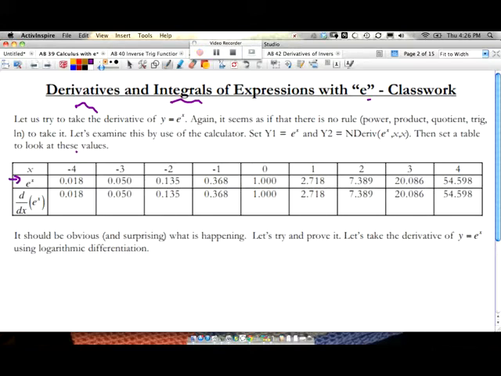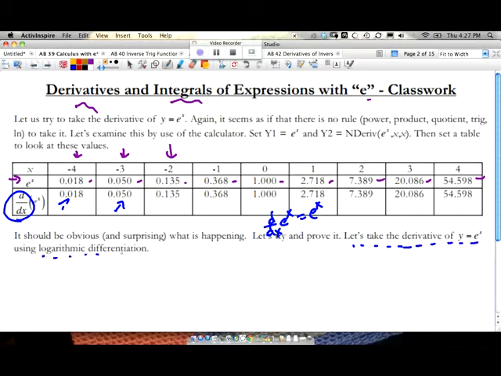So here's e to the x, this middle row. Here's some x inputs. If I were to plug in e to the negative 4, that's what I would get here. And then 0.05, 0.135, etc., all the way across. The weird thing is that when you take the derivative, you get the same thing. So what's this mean? Well, it looks like the derivative of e to the x is equal to e to the x. That's what I'm thinking.